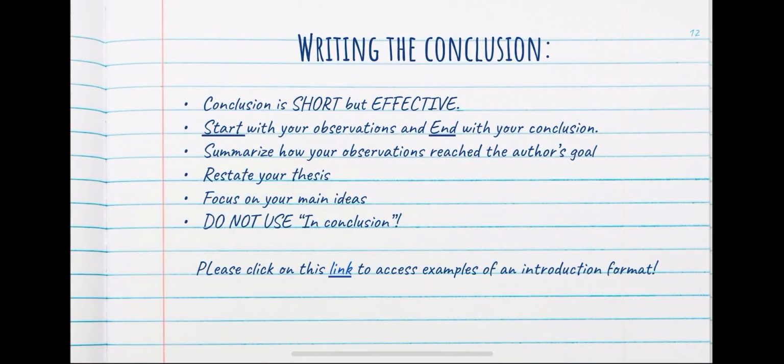So, writing the conclusion. Your conclusion can be short, but it is always effective. It's effective because you're basically summarizing your whole analysis essay, but it makes a statement. You should start with your observations and end with your conclusion. You should be summarizing how your observations reached the author's goal. That means you would have to mention how certain rhetorical strategies that were revealed in the speech reached whatever the goal of the author of that text was.